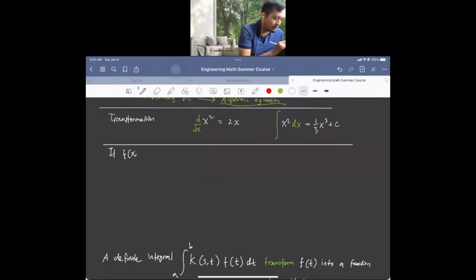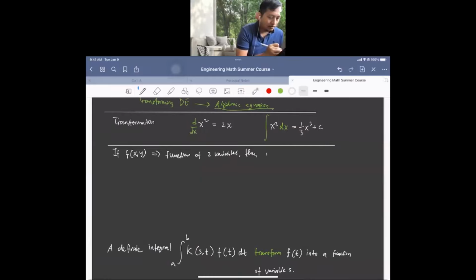If we have a function f of x, y, a function of two variables, then some kind of partial definite integral of f with respect to one variable will lead to a function of the other variable. And I hope you understand what this means.